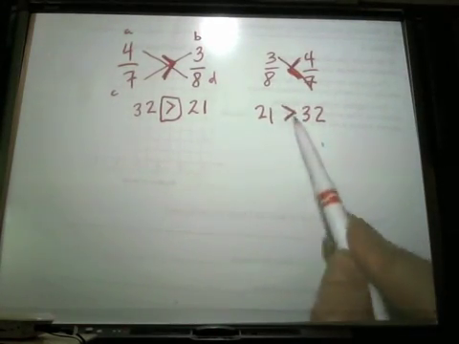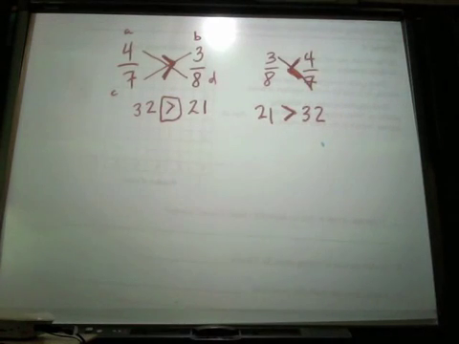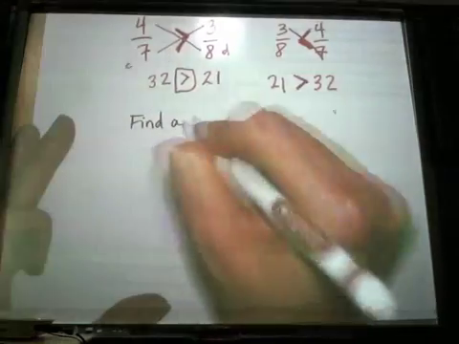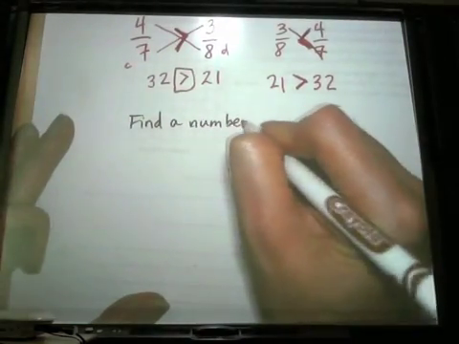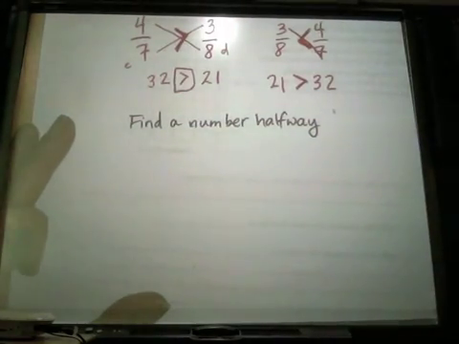If you start with the greater than and it comes out not true, then the sign should be less than. Okay, so that's a third method you could use if you want. Now, the final thing I need to show you is find a number halfway.